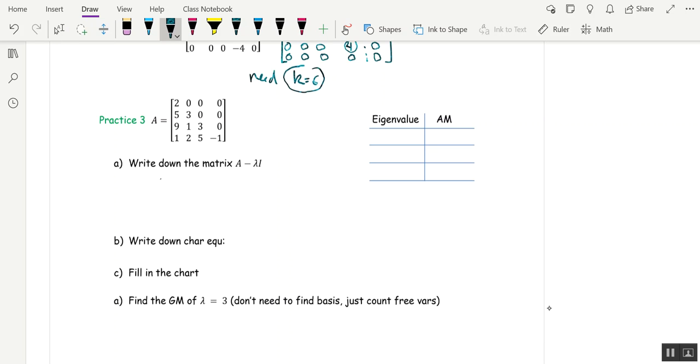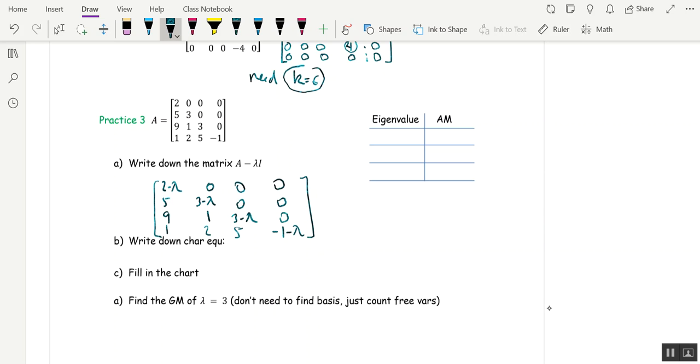Write down the matrix A minus lambda I. So 2 minus lambda, 0, 0, 0, 5, 3 minus lambda, 0, 0, 9, 1, 3 minus lambda, 0, and then 1, 2, 5, negative 1 minus lambda.